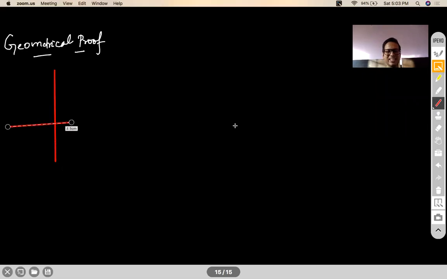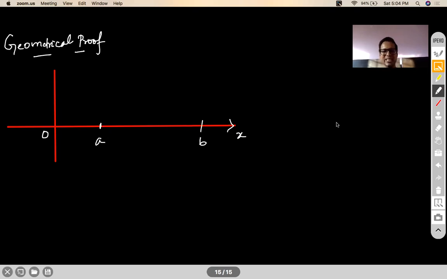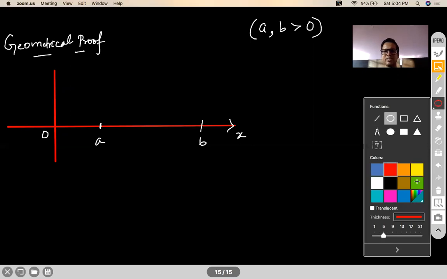Okay. All right. So consider this to be your x-axis, or your real axis. Why did I make the y position? Because I want to show you that I'm picking up two numbers over here which are positive. So let's say A and B are two numbers picked up on the positive x-axis. This signifies that A and B are positive quantities. Let me make a semicircle over here, a semicircle with AB as the diameter.